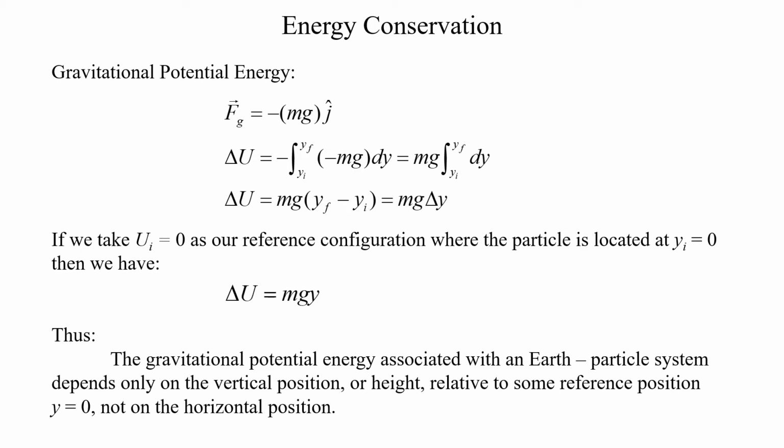So the gravitational potential energy associated with an Earth-particle system depends only on the vertical position, or the height, relative to some reference position. It doesn't depend on the horizontal position. So gravitational potential energy only depends on how far up we are, right? It only depends on the height relative to our reference. It does not depend on horizontal position.